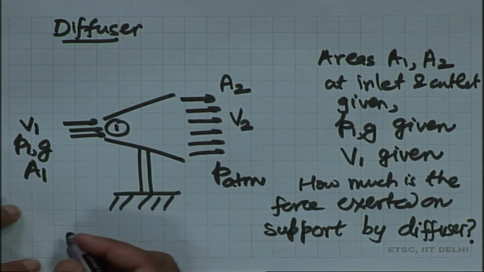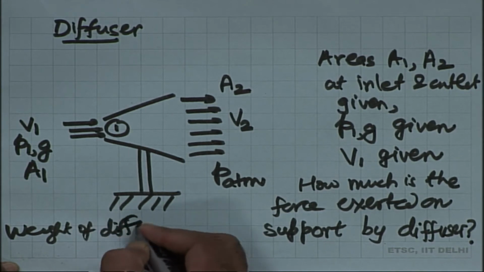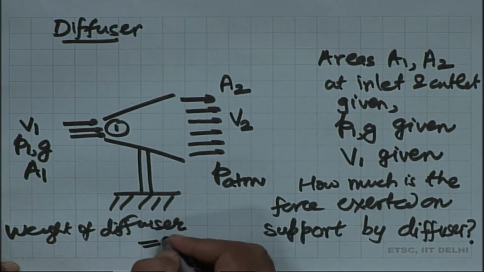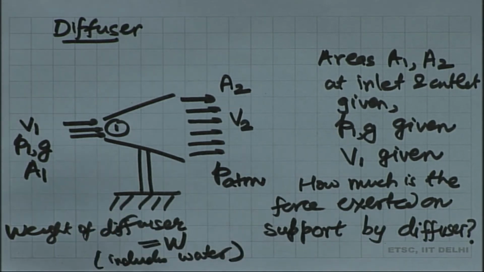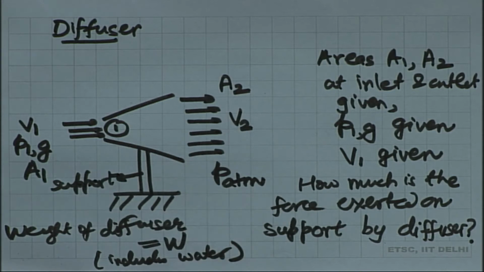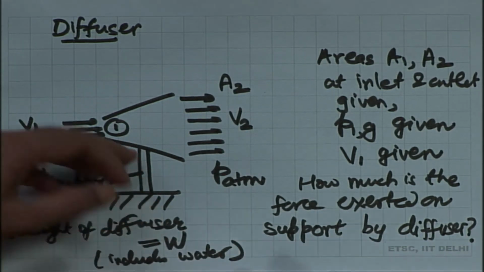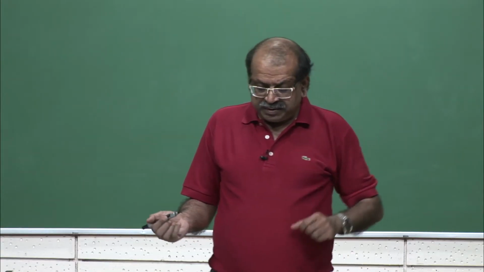Okay, now it is also given that the weight of the diffuser is equal to W, and this includes the weight of the diffuser as well as when it is filled with water. So, that is also included in the weight W, and we want to find how much is the force on this support, because this much force the support should be able to provide, otherwise it will break.